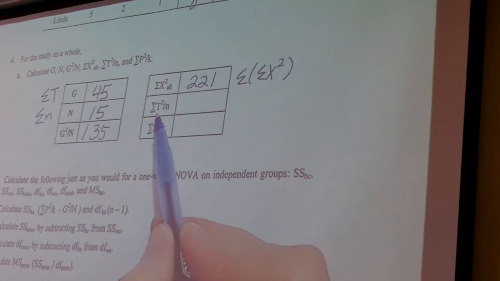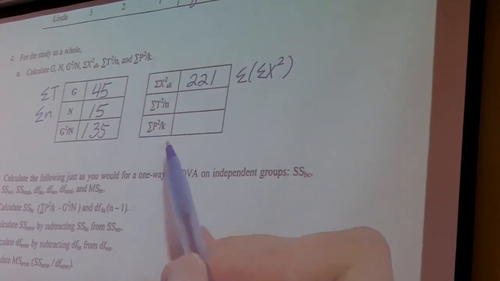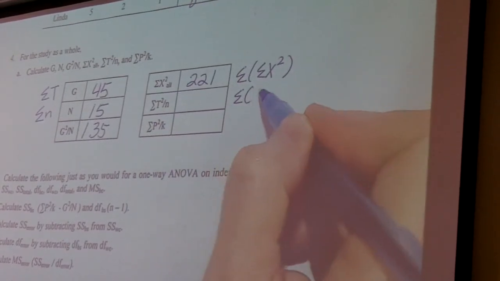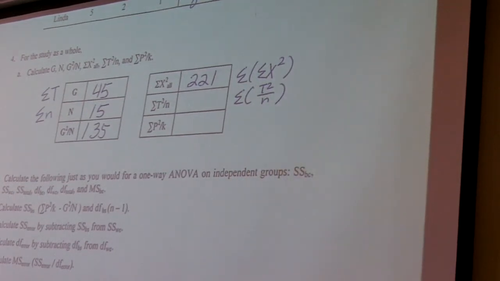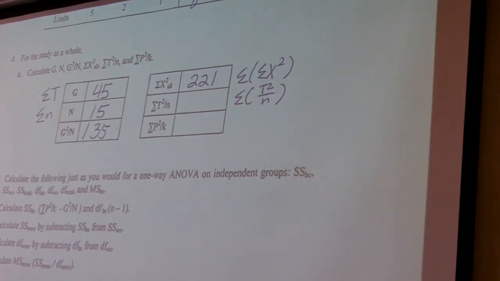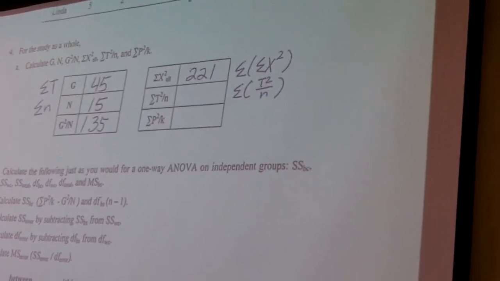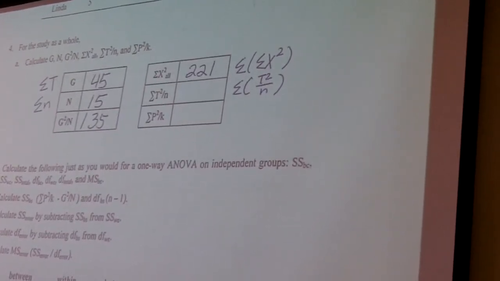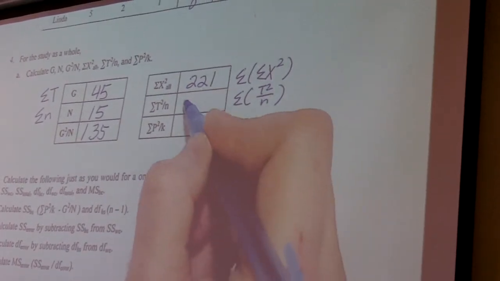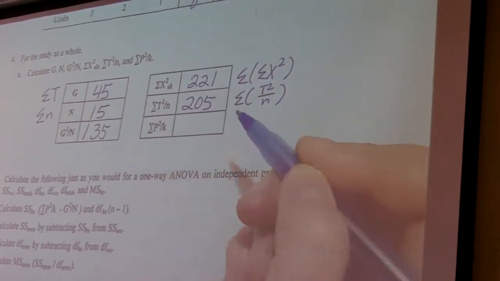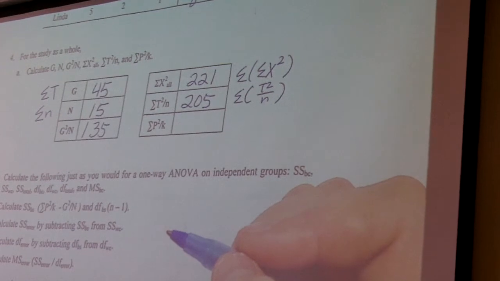And then the sum of t squared over n, right? This is the sum of all the t squared over n values from the previous page, not the sum of t squared divided by n or anything like that. So those three scores added together, 205.